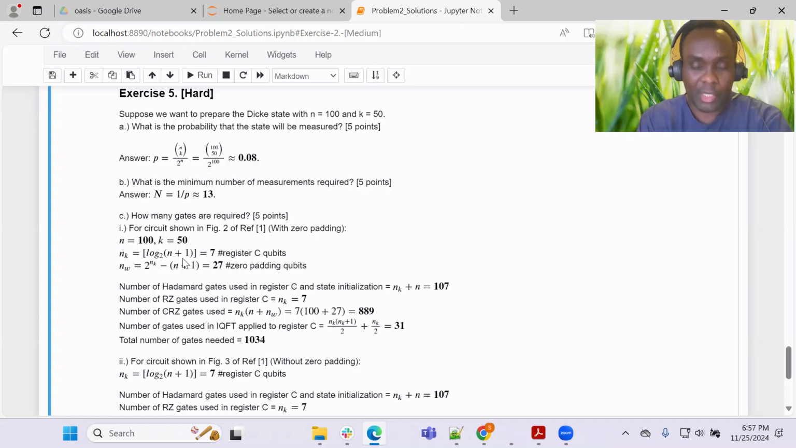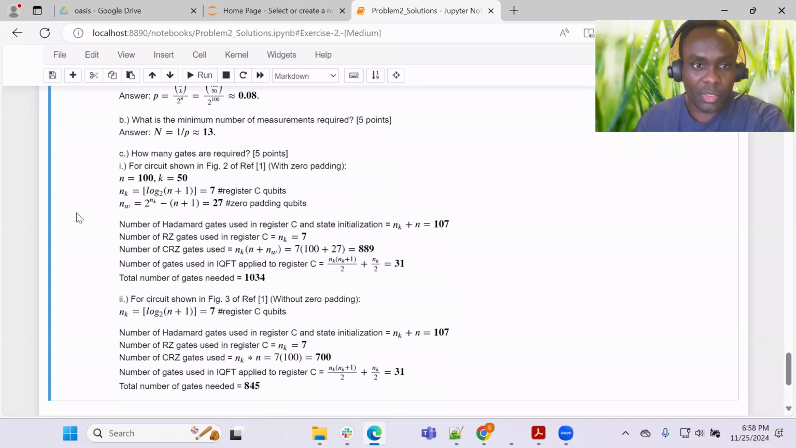Now, like I mentioned earlier, there are two implementations of this circuit. There's a circuit shown in figure 2 in the reference. This has got 0 padding. There's also a circuit shown in figure 3 in the reference without 0 padding, a more efficient one. So I calculated the number of gates required for either circuit, because some people submitted solutions with circuit number 1, and others submitted solutions with circuit number 2. So to cover everybody, I solved this problem for either case.